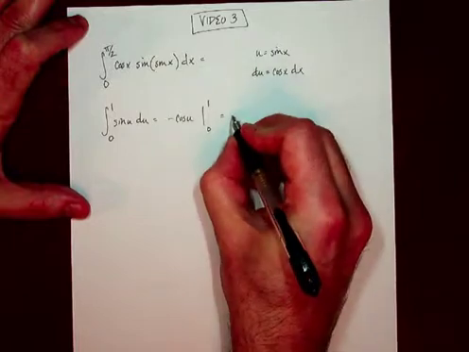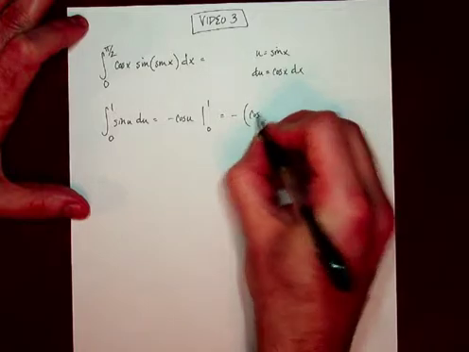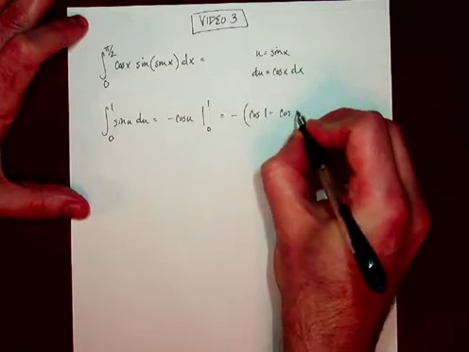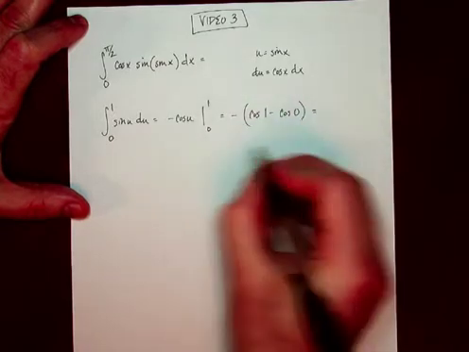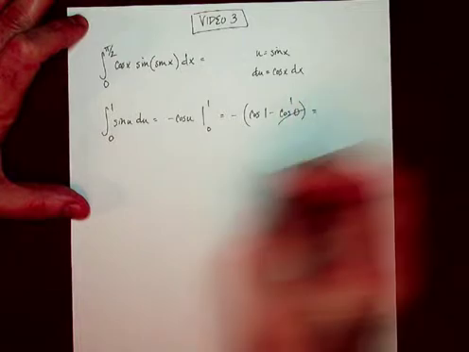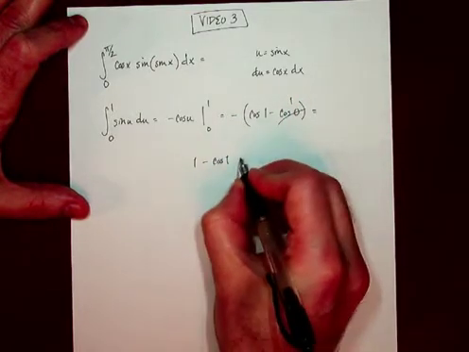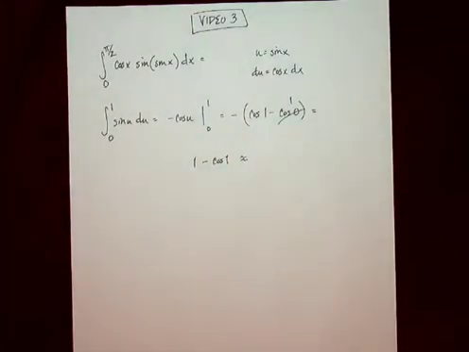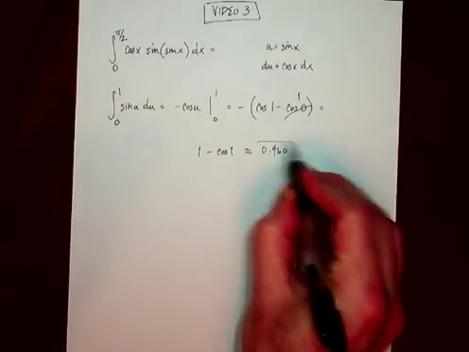You can leave the negative outside if you want. It doesn't really matter. Cosine of 1 minus cosine of 0. Of course, that negative could just flip this difference around. And we know cosine of 0 is 1. So 1 minus cosine of 1. We would need a decimal approximation for that. Make sure you're in radians. 1 minus cosine of 1 gives us 0.460 as the area under the curve.